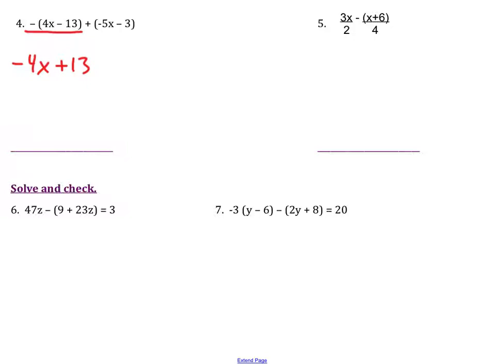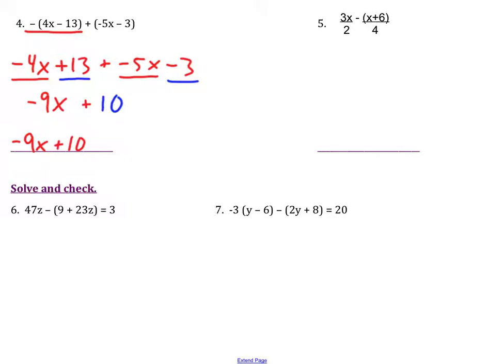The second set of parentheses, we're just adding that. We don't actually need the parentheses at all. So we can just say plus negative 5x minus 3. Now we'll combine like terms. The x terms are similar. And there's the constant terms. That gives us negative 4x plus negative 5x is negative 9x plus 10, because we have 13 minus 3. So we can write that as negative 9x plus 10, or we could write that as 10 minus 9x, or even 10 plus negative 9x.